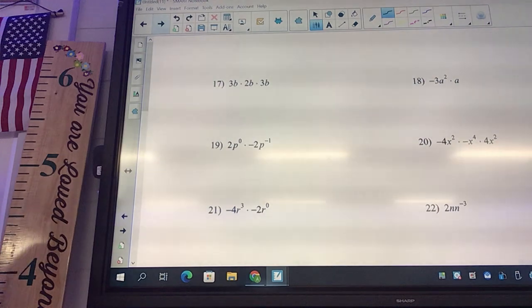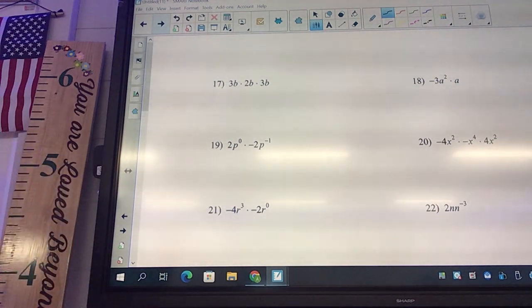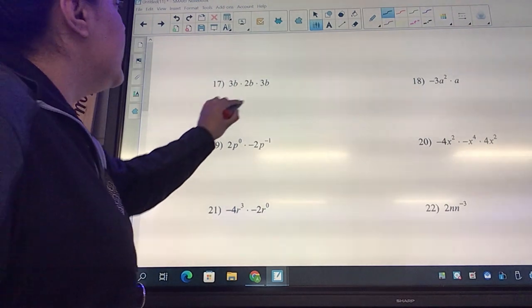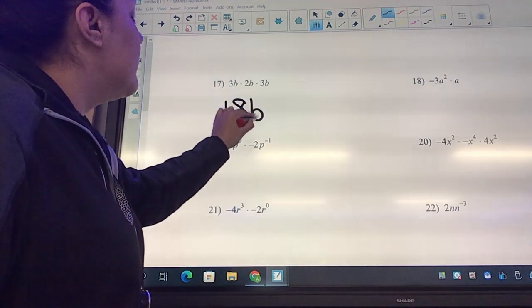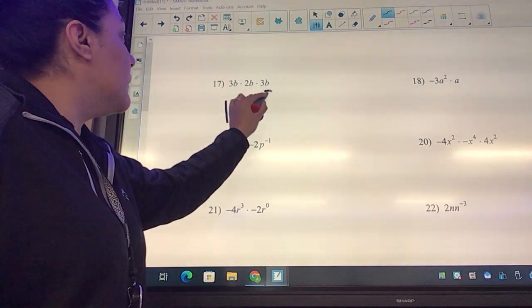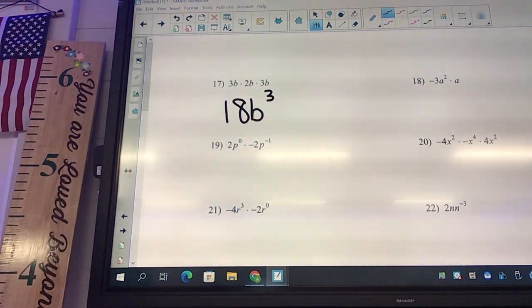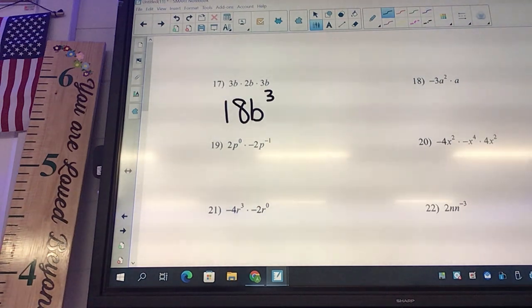Okay, 17. So we start getting a little bit more complex. So I got 3 times 2 times 3. What are you going to get? 18? 18b to the what? 3rd. Good.